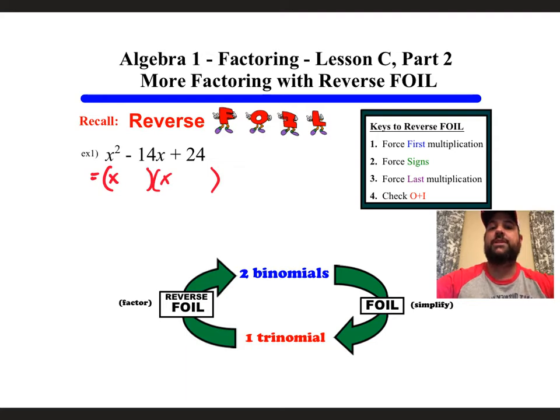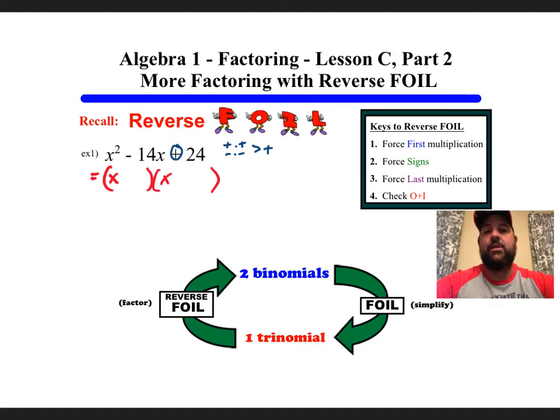Next, we're going to force the signs to be what we want them to. So I'm going to look at the last term, which is a positive. Remember, the only way we could get a positive is if we take a positive times a positive, or we could take a negative times a negative. In both of those cases, we would end up with a positive for the last term. So in this case, I'm going to look at the middle term to tell me what that should be. Here it's a negative, so that means we're going to use 2 negative signs.